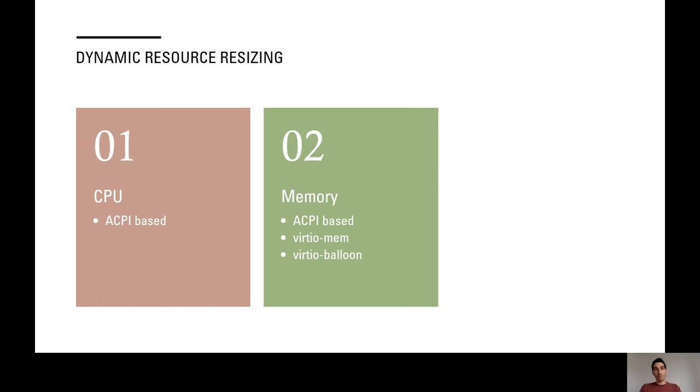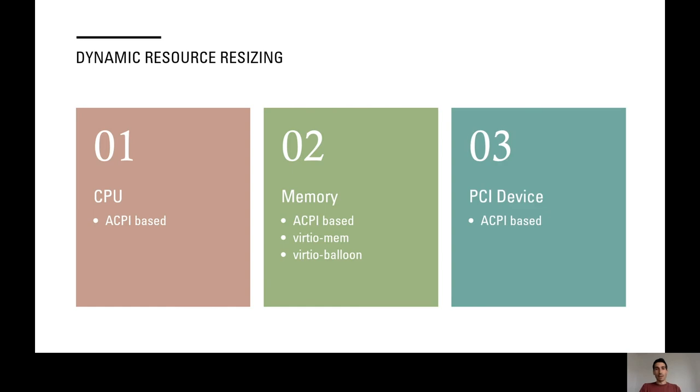And here we have multiple ways of performing this memory hot plug. Either we have an ACPI based mechanism, the same as for the CPU, or we can use two virtio devices called virtio-mem or virtio-balloon. Virtio-balloon has an interesting feature as well, called deflate on OOM, which means that if the guest runs out of memory, the balloon will deflate to give more memory to the guest. So that's also something people might be interested in. And the last important point is to be able to add or remove devices. Here we're talking about PCI devices, and again it's based on the ACPI mechanism to notify the guest that a new virtio block device, for instance, has just been added or that it's going to be removed.